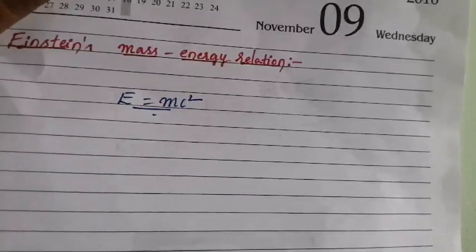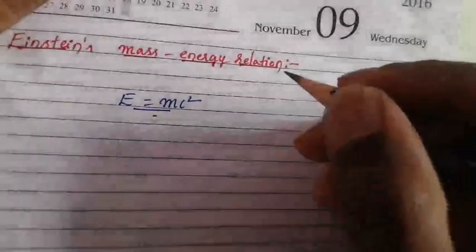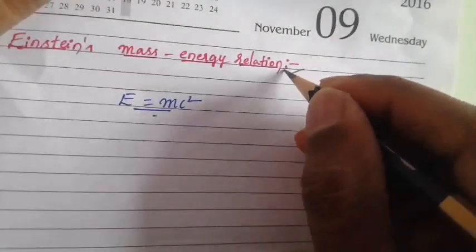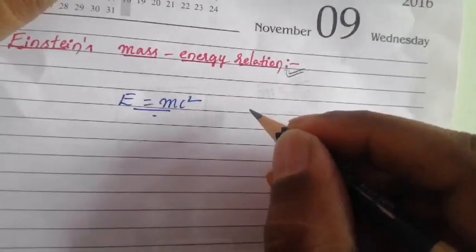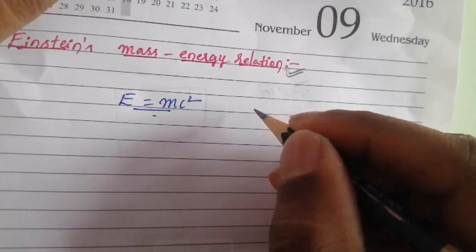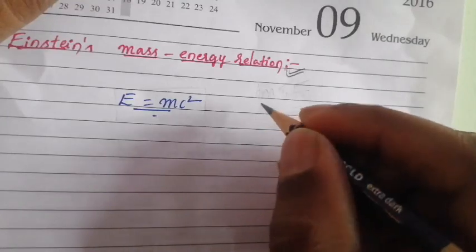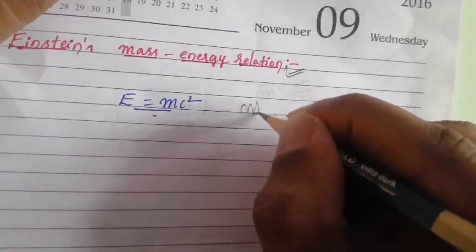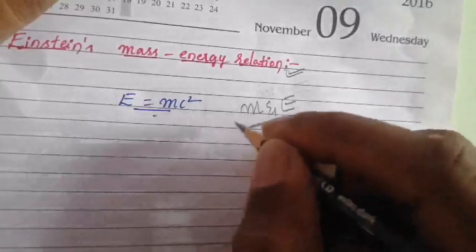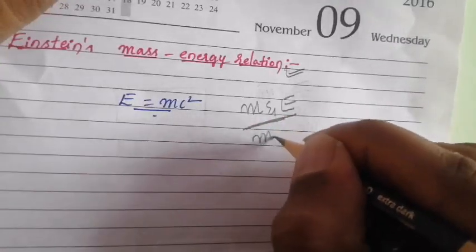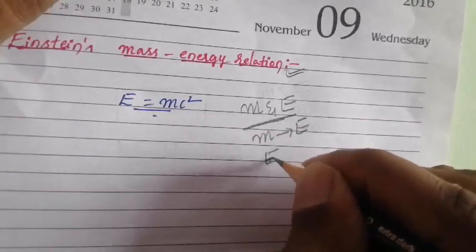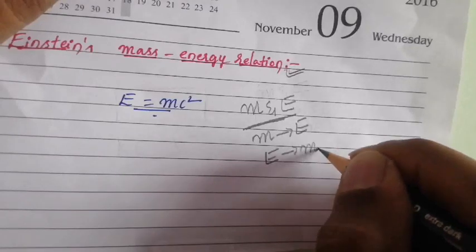Welcome students. Next concept is Einstein mass energy relation. This is a very familiar relation. According to Einstein, mass and energy are related with each other from special theory of relativity. According to him, mass and energy are interconvertible, nothing but mass can be converted into energy and energy can be converted into mass.